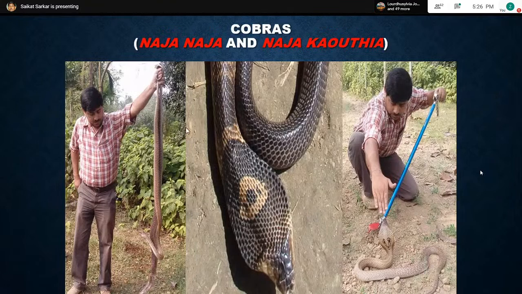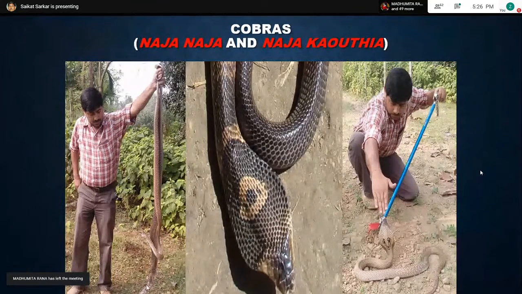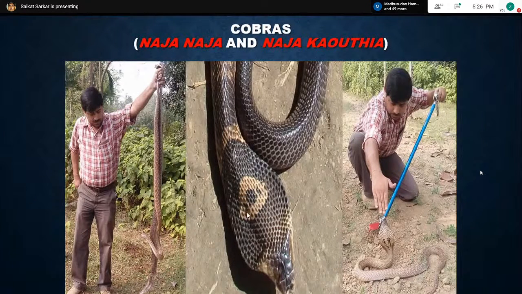This is Naja naja, the one that is trying to bite me. In Bengali, we call it Gokro. And this one is Kautia, Keute. This is Kaouthia, with the round marking at the back of their hood. So this is Naja kaouthia, and this one is Naja naja, that is Gokro.